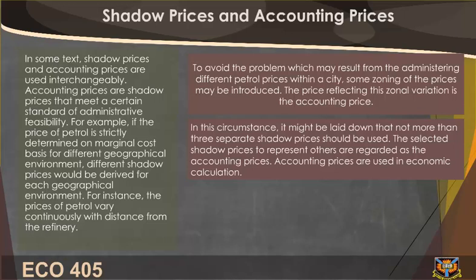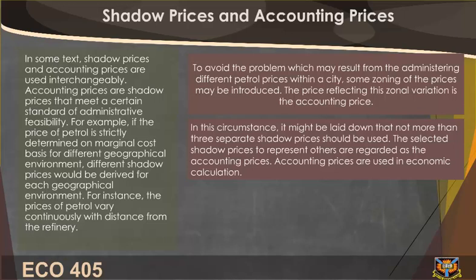In some texts, shadow prices and accounting prices are used interchangeably. Accounting prices are shadow prices that meet a certain standard of administrative feasibility. For example, if the price of petrol is strictly determined on marginal cost basis for different geographical environments, different shadow prices would be derived for each geographical environment.